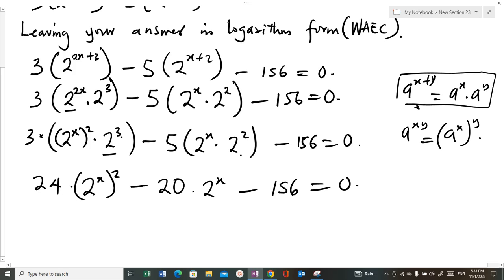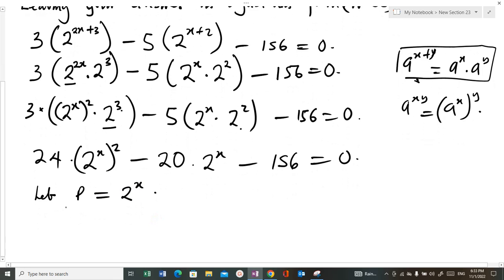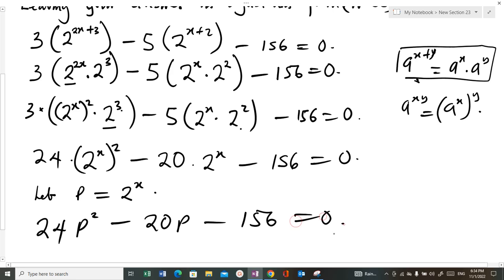Now, we can now say let p be equal to 2 to the power x. Now, substituting p, anywhere we see 2 to the power x, we replace it with p. So we have now 24p squared minus 20p minus 156 is equal to 0.